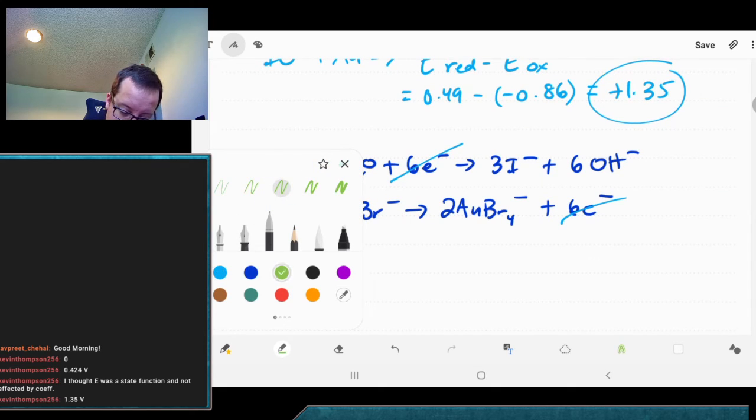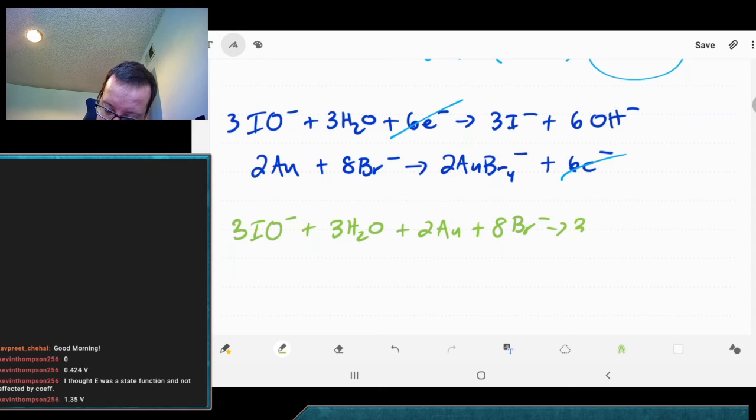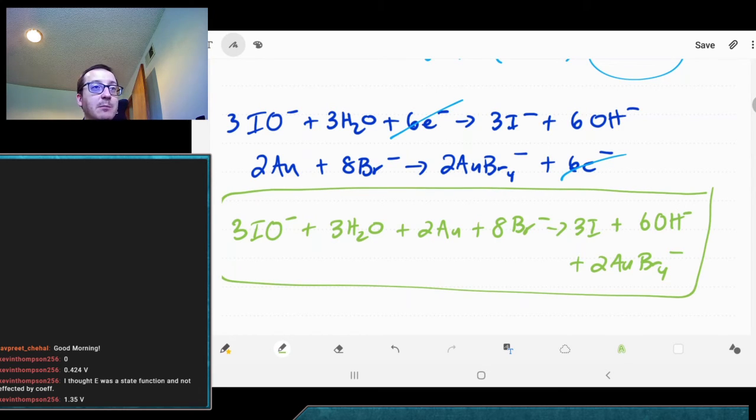So if we combine these, we're going to get 3 of our hypoiodites plus 3 waters plus 2 gold plus 8 bromides turns into 3 iodides plus 6 hydroxides plus 2 of that gold tetrabromide ion there, and of course with the appropriate state symbols. All right, and so that would be the combined reaction that's going to give us the best overall potential. And so we can go from there.